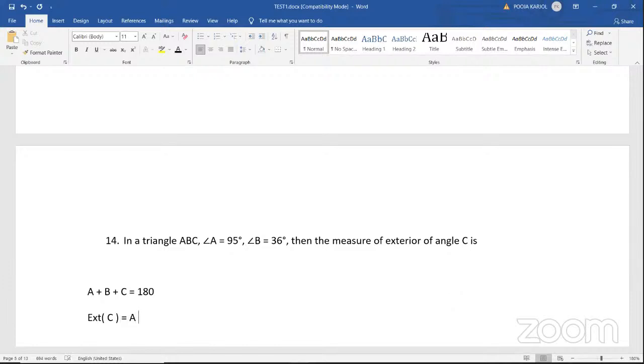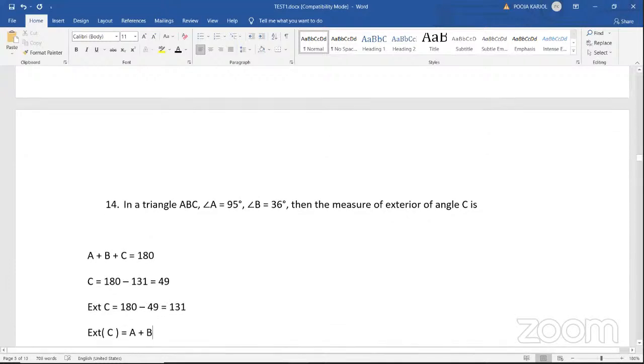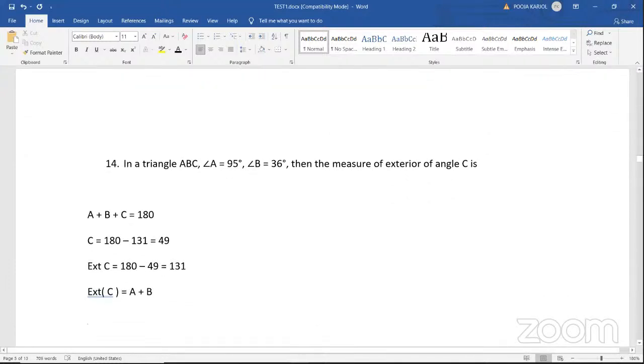angle A plus angle B. Or the sum of all angles is 180. So angle C will give you 180 minus 131, which will be 49. Then the exterior angle of C again will be 180 minus 49, which will be 131.